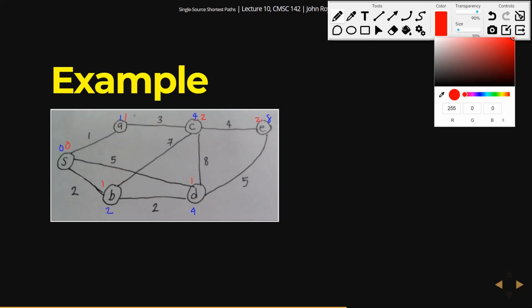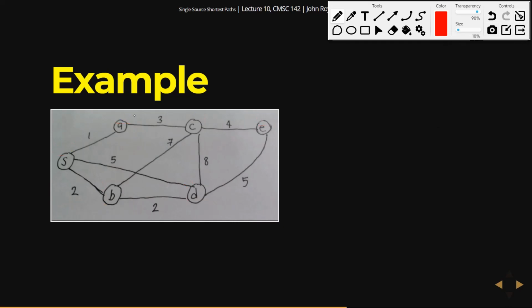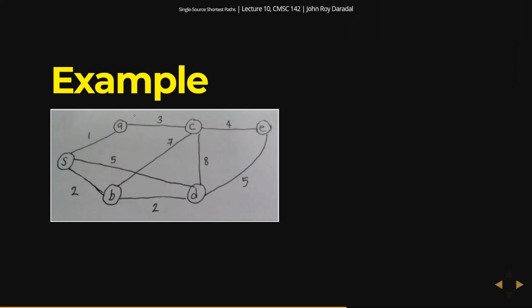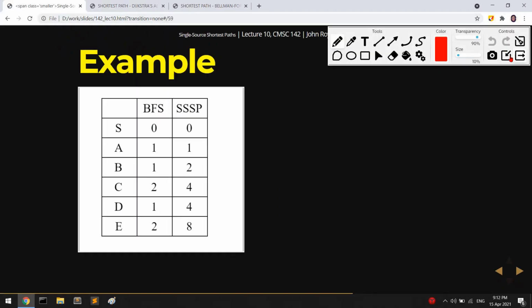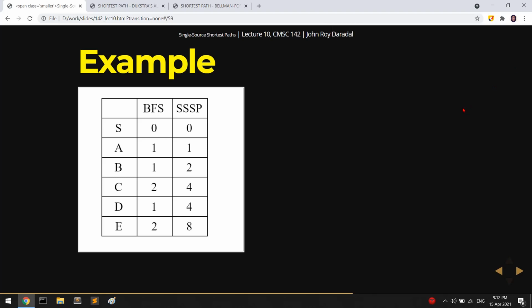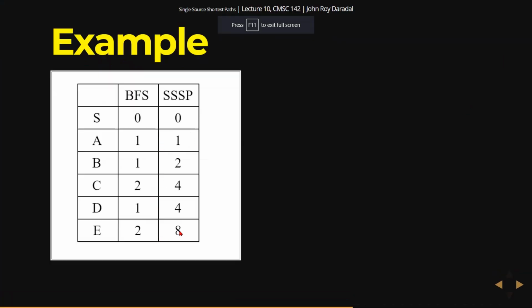So you'll notice that there are a lot of wrong answers, right? We only had 2 correct ones, 0 and 0, and then the 1 and 1. But the rest are wrong. This one is 1 and 2. This is 1 and 4. This is 4 and 2. This is 2 and 8. So a lot of the answers for our shortest path would be wrong if we used BFS on a weighted graph. So there's a lot of difference, right? We cannot use BFS if it is a weighted graph.